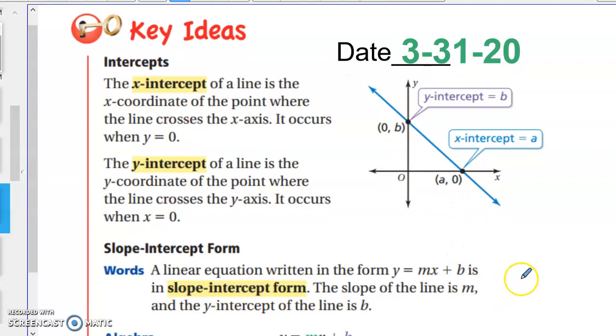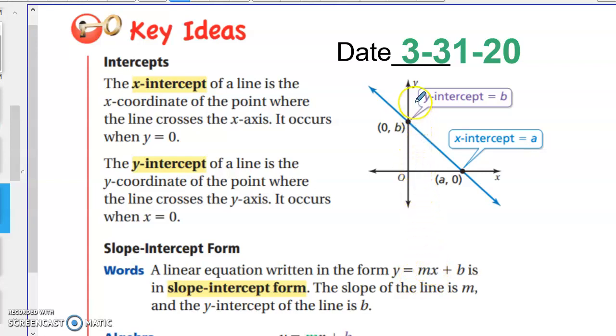Now, slope-intercept form, and this is the big form that we are going to be using all the rest of this chapter, is y equals mx plus b. M stands for slope, which we worked on finding last week, and b stands for your y-intercept. So from this form, you're going to be able to first find where the line crosses the y-axis, and then you're going to be able to graph the next point because you have the slope.